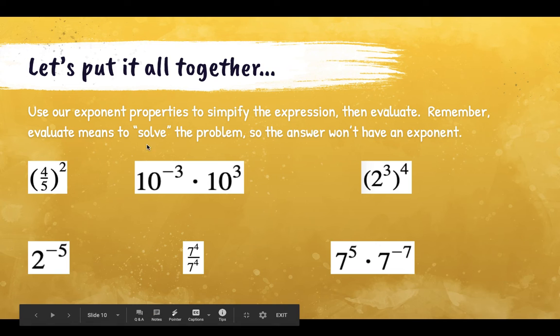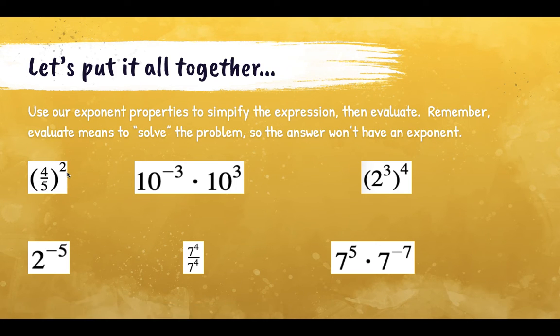All right, 4/5 to the second power. That means 4/5 times 4/5. 4 times 4 is 16. 5 times 5 is 25. 16/25. Moving on. This one, in our rules, we have the same base, and we're multiplying, so we're going to add our exponents. -3 plus 3 is 0, so 10 to the 0 power, which equals 1.